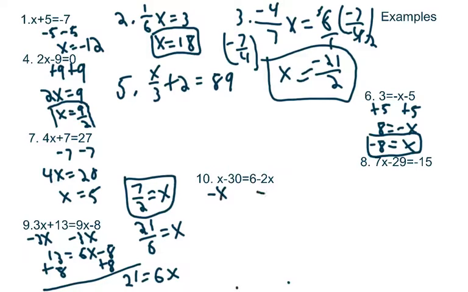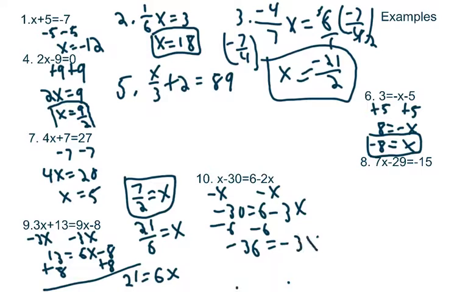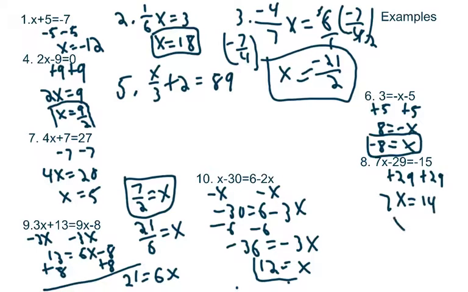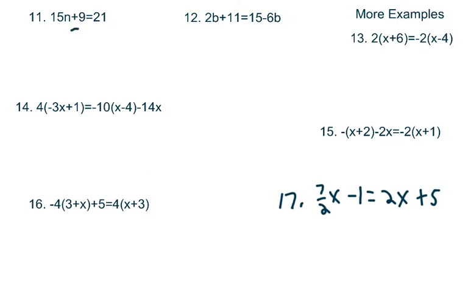Subtract x. Negative 30 equals 6 minus 3x. Subtract 6. Negative 36 equals negative 3x. X equals 12. Add 29 to both sides. 7x equals 14. X equals 2. Subtract 9.